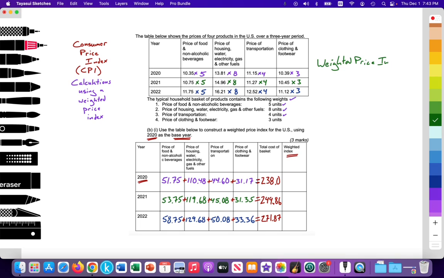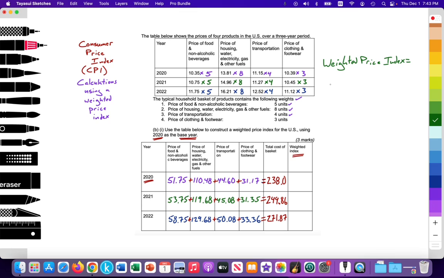Price index is equal to the value of the basket for a particular year, divided by the value of the basket in the base year, multiplied by 100. Okay, so let's calculate the weighted price index for 2020.